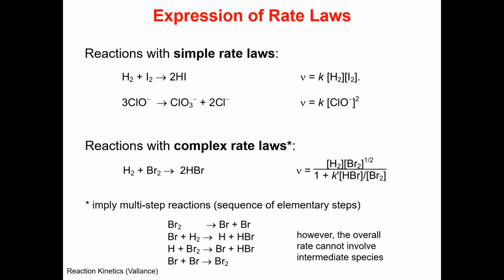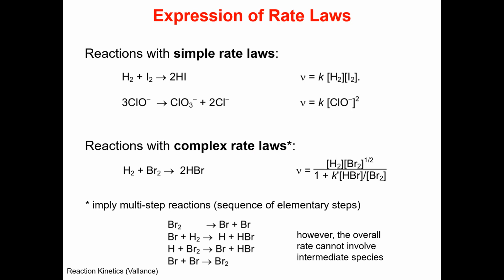So now, reactions with a simple rate law. So look at it. We have hydrogen reacting with iodine to produce 2 hydrogen iodides, and we have oxochlorate giving us trioxochlorate and 2 molecules of chloride. So you see that the order of the reaction in oxochloride is 2, but you see that the stoichiometric coefficient there is 3.